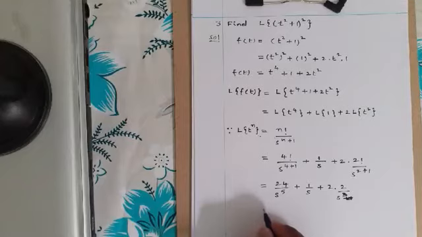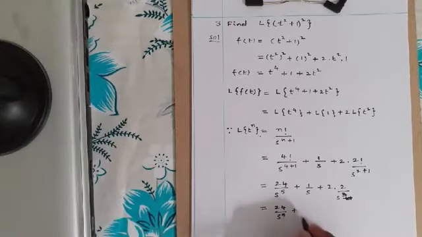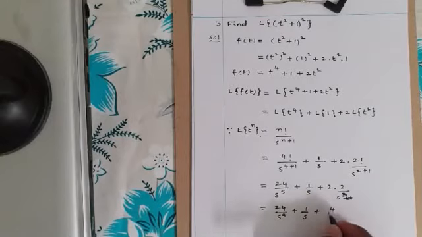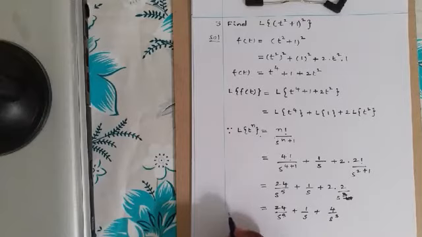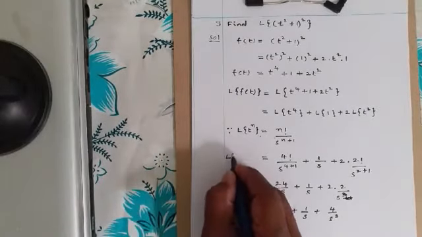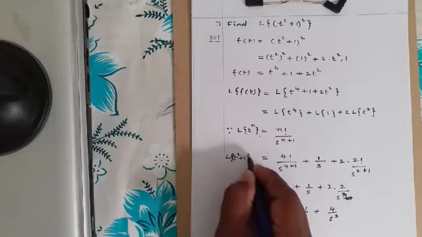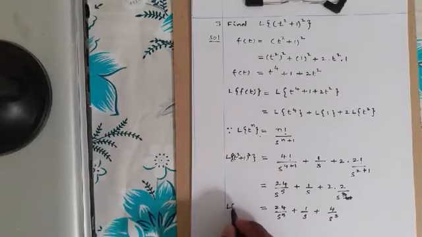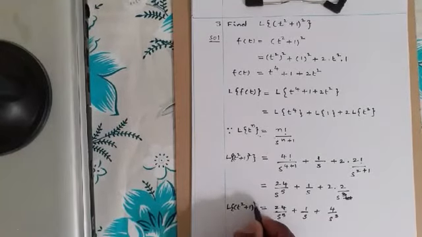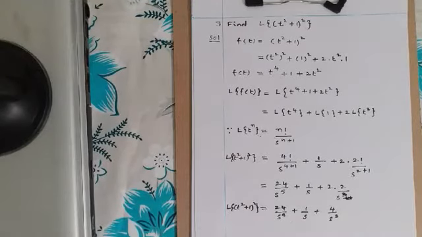Now in the last step you can write this is equal to 24 upon s power 5 plus 1 by s plus 4 by s cube. So this is the answer. Therefore L of (t square plus 1) whole square is equal to 24 by s power 5 plus 1 by s plus 4 by s cube. So this is the solution here.